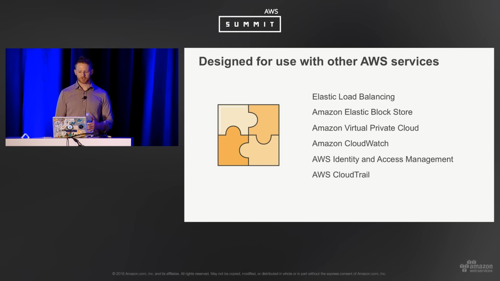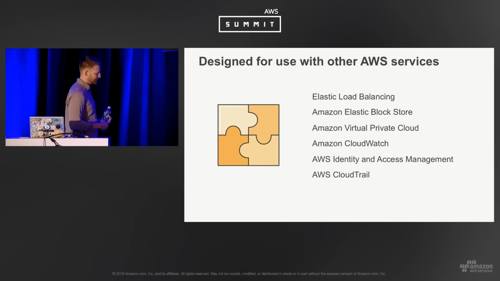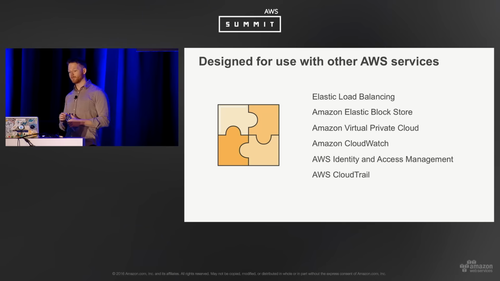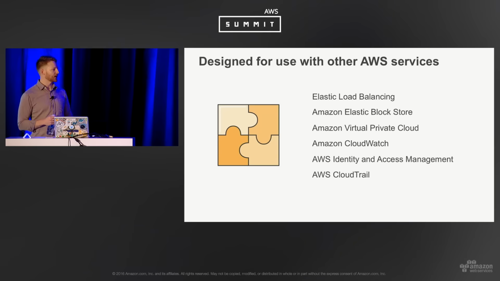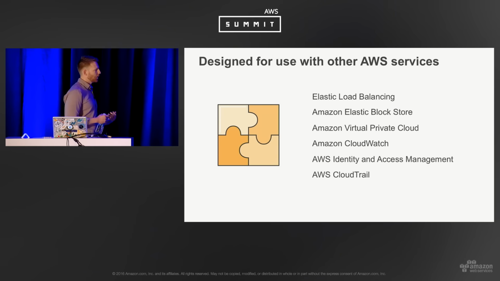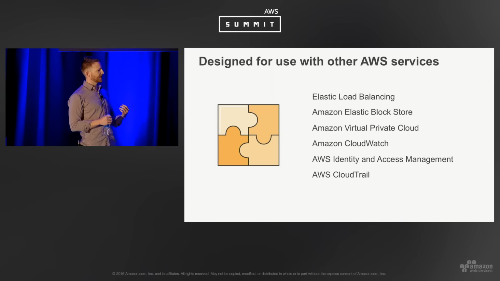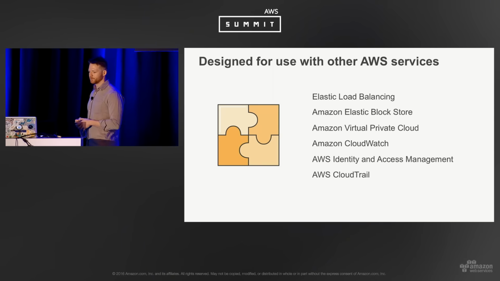You can attach EBS volumes to the instances in your cluster. You can configure the VPC for the instances in your cluster exactly as you would with regular EC2 instances. We have native support for CloudWatch logging, so you can log from your Docker containers directly into CloudWatch. We have support for IAM roles on the instances, so the containers can access the EC2 metadata service, just like any other application that you're used to on an instance.